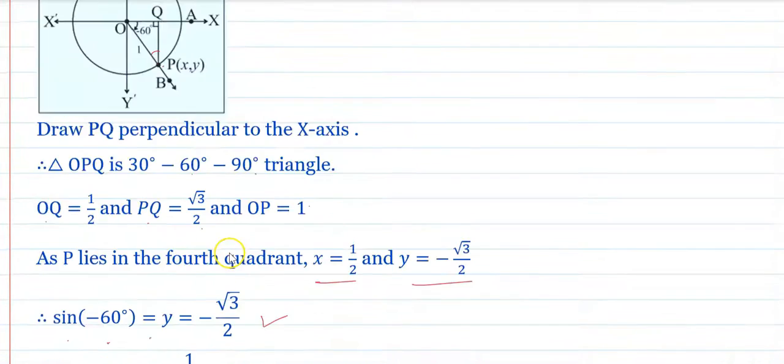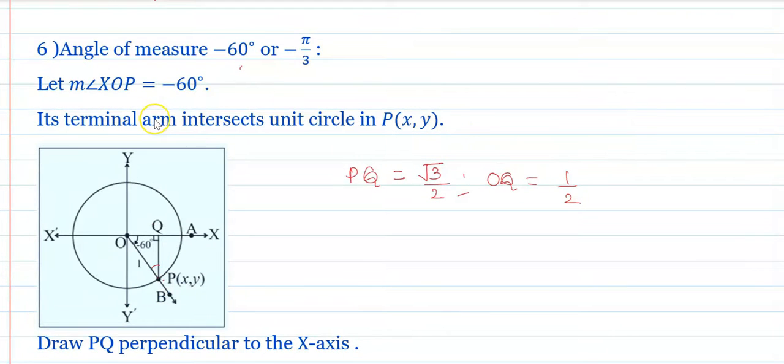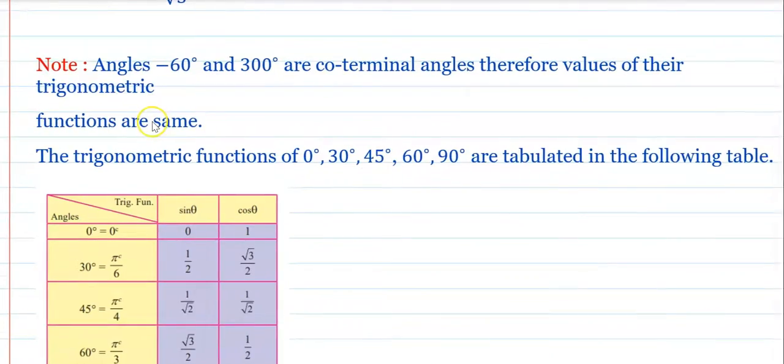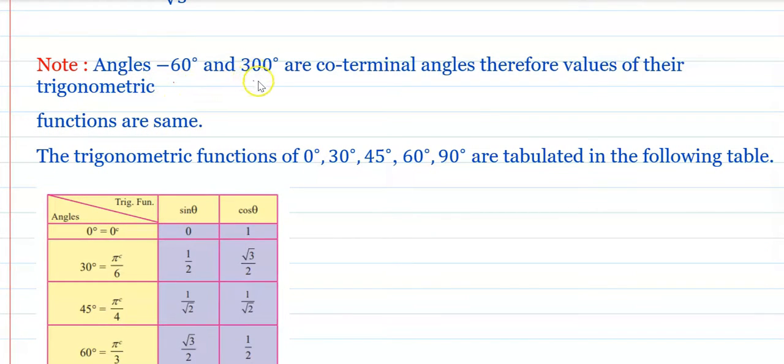These are the values of the trigonometric functions for the angle theta equal to minus 60. In this way those are the values. Okay. Now the next, angles minus 60 degree and 300 are coterminal angles, and therefore values of their trigonometric functions are the same. That means if we are asked about minus 60, those same values will be of 300, because these are coterminal angles. How are they coterminal? 300 minus in bracket minus 60, you will get 360.